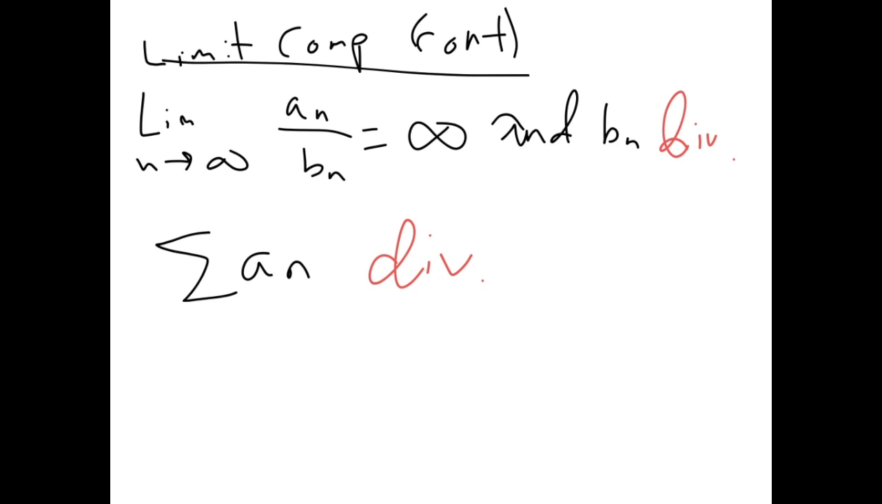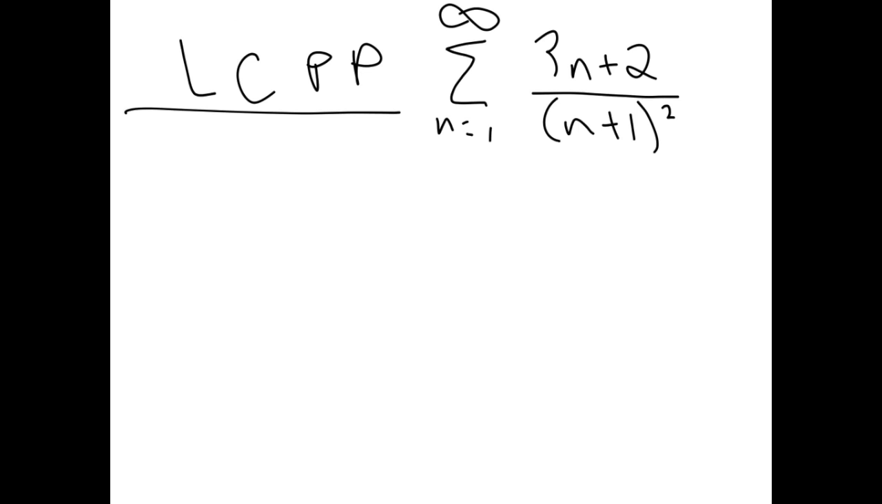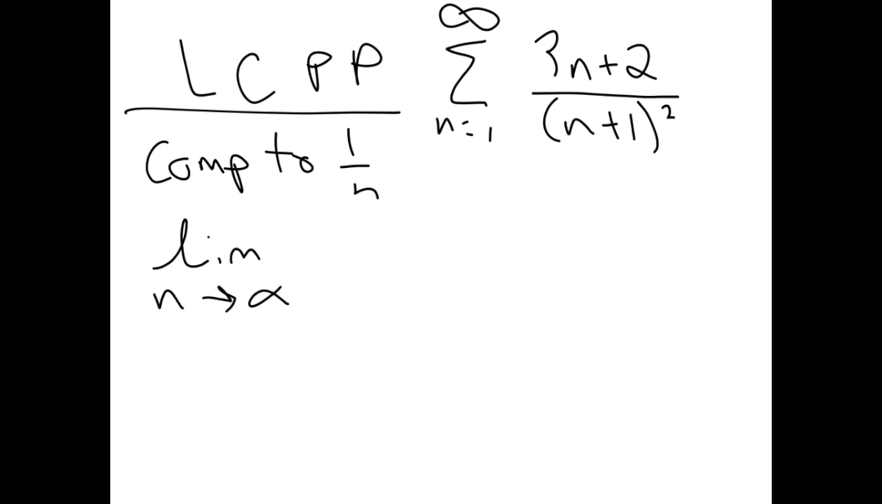We have all these. Where would this be useful, Mr. Woodruff? Let's look at an example problem. Oh, Mr. Woodruff, that's so gross. What can I compare it to? Well, let's see. I have something that looks kind of like 1 over n. So I'm going to do this. I'm going to take the limit as n goes to infinity, 3n plus 2 over n plus 1 squared.